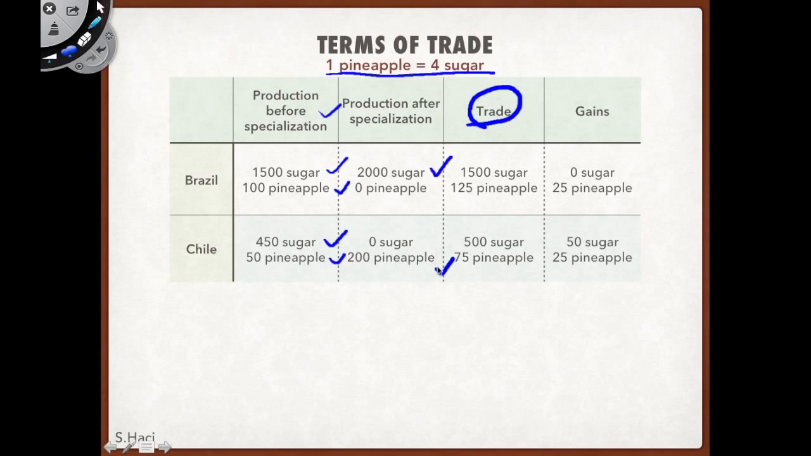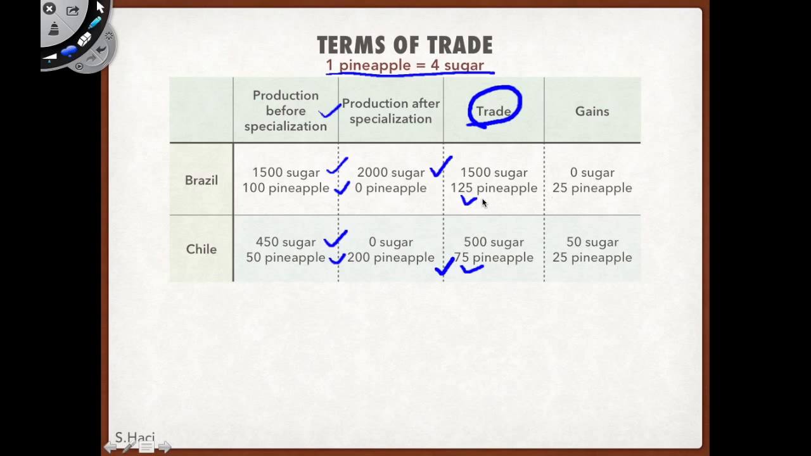All right, so Chile has 200 pineapple. We know they had 50. We know Brazil had 100 pineapples, so you would assume they would want at least that much. So we can decide that Brazil will want to buy 125 pineapple, which means there would be 75 left for Chile, which is beneficial for both. They both end up with more pineapple than before.